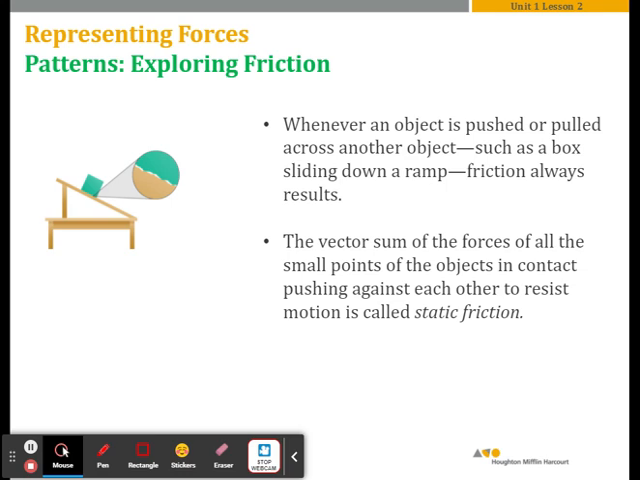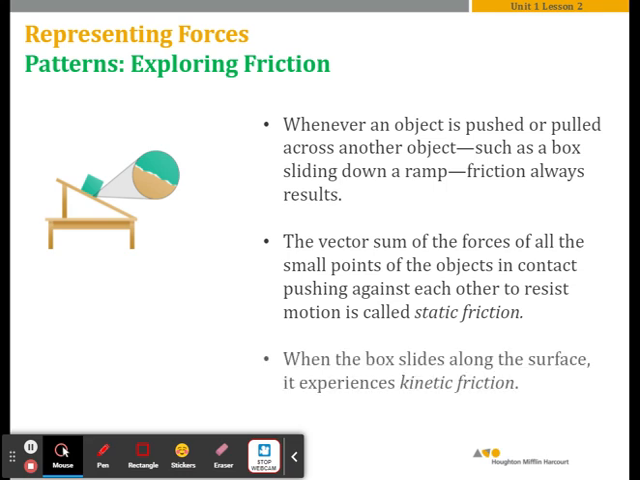If the object is sitting still on that ramp, we call that static friction. If the box is sliding down the surface, we call that kinetic friction. When we look at this at a very zoomed in scale, we can see that there are little rough parts on the box. But if you imagine it on a larger scale, if you tried to slide two pieces of sandpaper together, they wouldn't slide against each other very well. Whereas if you tried to slide two pieces of glass together, they might slide more easily, especially if they had some kind of a lubricant in between them.